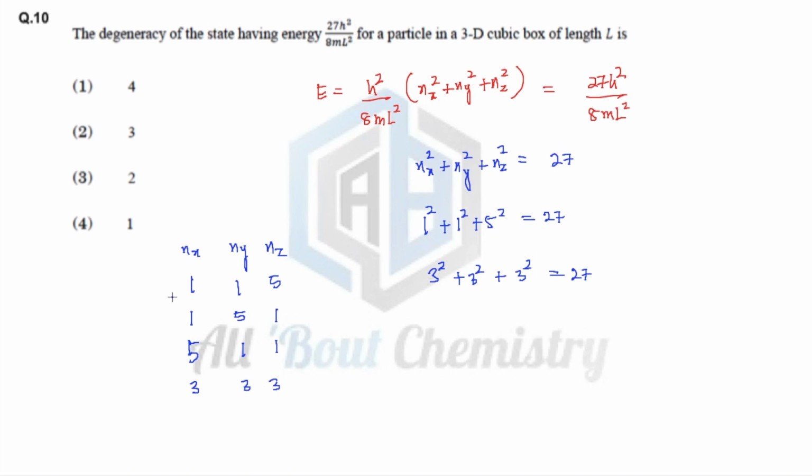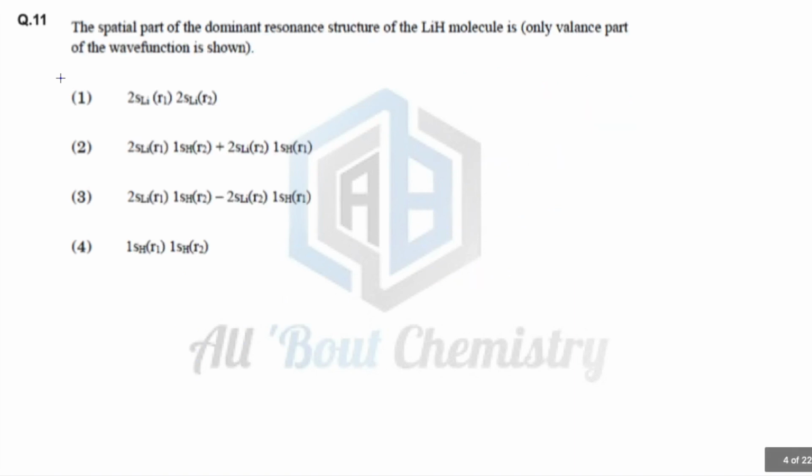So what is going to be the degeneracy? Each set represents one degenerate state: one energy set, second, third and fourth. So what is the degeneracy basically? The degeneracy will be 4. So option 4, option 1 is going to be the correct option for this question. All right, let's look at the next question then.